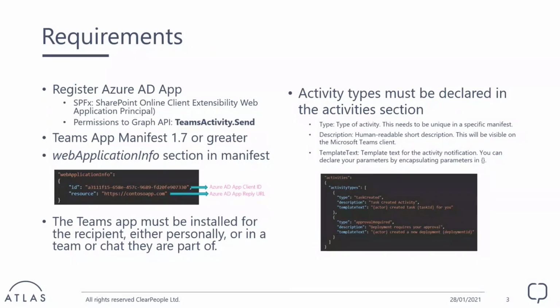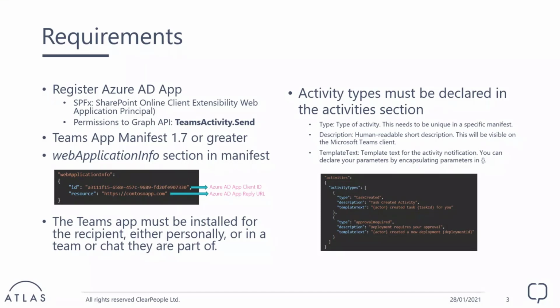It's very, very important that you take these requirements into account if you want to use the API, because otherwise it's not going to work. First of all, you're going to need to register an Azure Active Directory application. If you are using the SPFx web part, behind the scenes you are using the SharePoint Online Client extensibility. And if you want to use the API from outside SPFx, like a bot or any other thing, and we're going to see the demo using just Postman, then you need to register an application in Azure Active Directory, and you have to grant this permission, TeamsActivity.Send, okay?